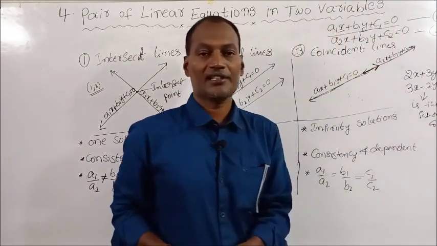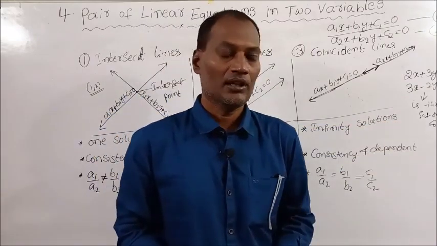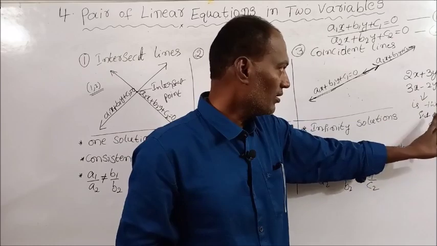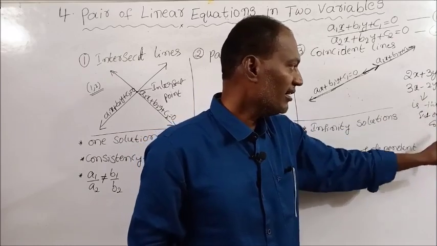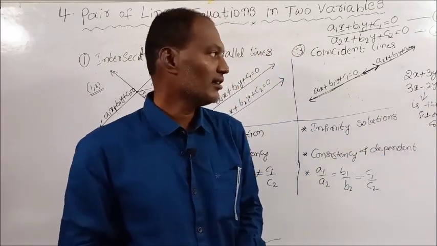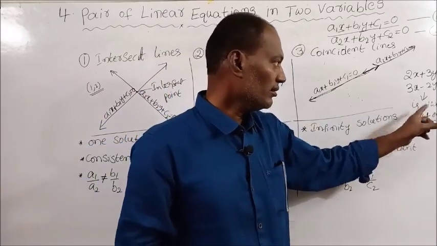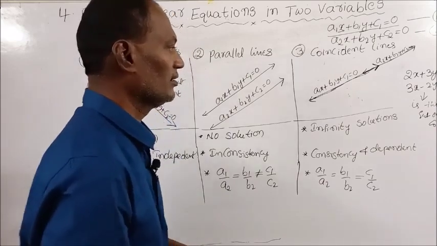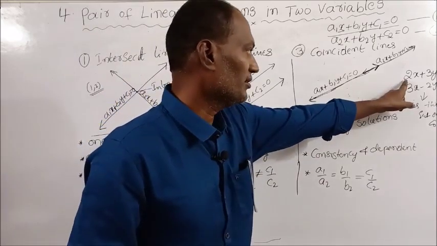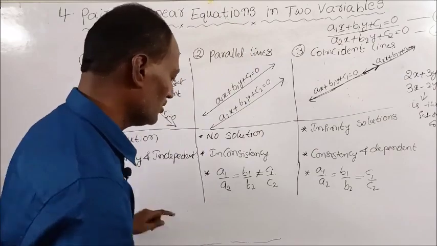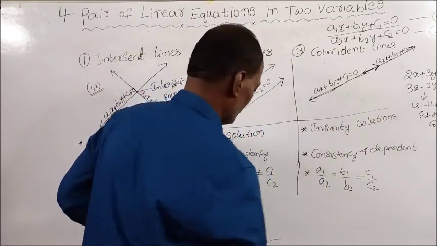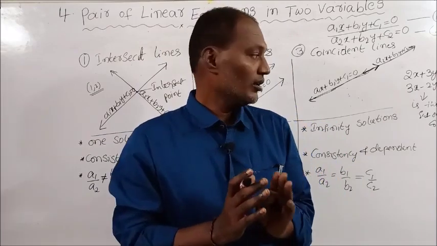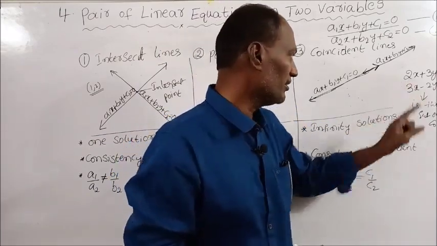For example, in the exam they are given this example of linear equations and they are asking which type it is: intersecting, parallel, or coincident lines. For applying, we should remember this. First you will write a1 by a2. If they are given, first we should write what they are given.